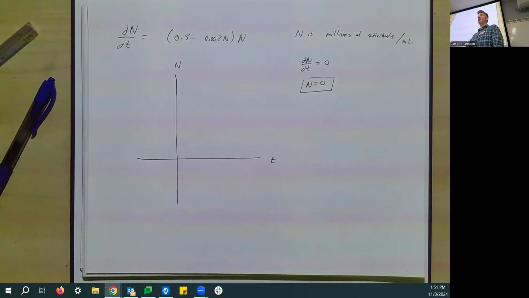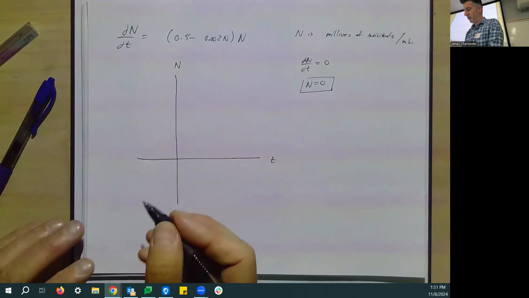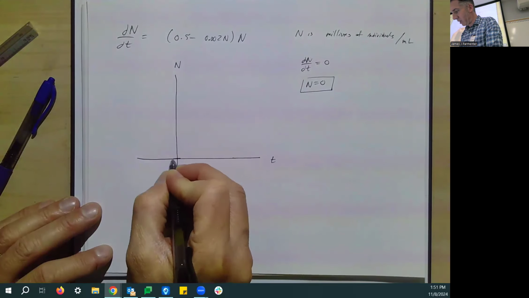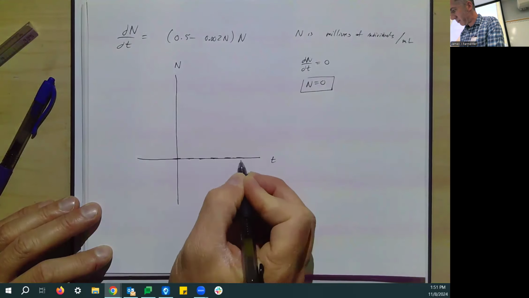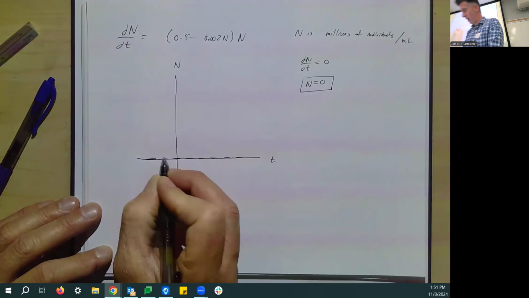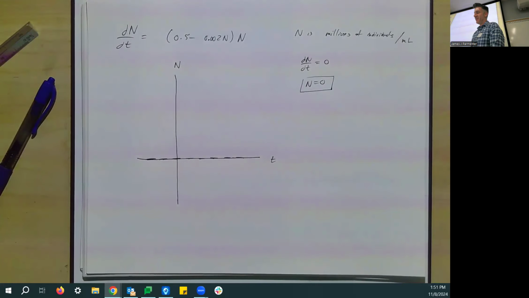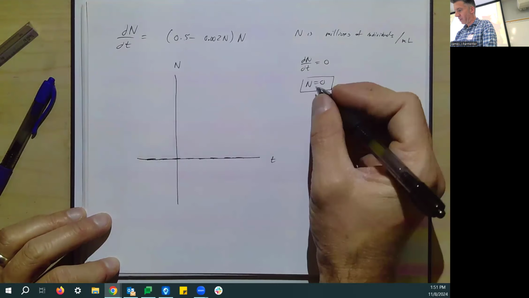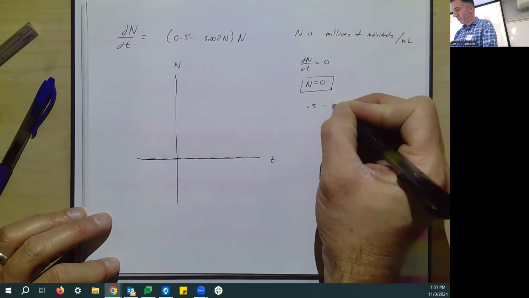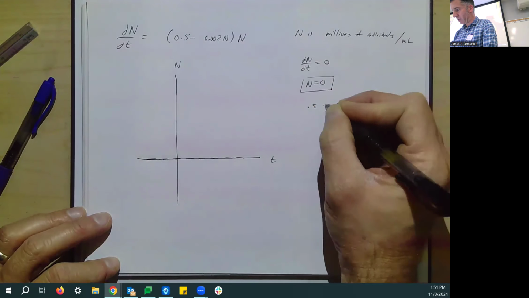So along the horizontal axis, where n is always 0, the slope of the tangent line is also always 0. It's kind of annoying to have to try and draw it. But in here you have all these little marks that are little horizontal direction lines. There they are. You see them?